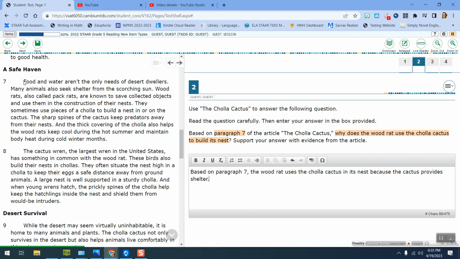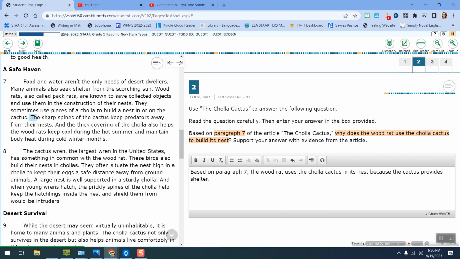So I'm going to go back and look at paragraph 7. I can either do a direct quote or I can paraphrase. I want to do a direct quote of this. And remember, you only have to give one piece of text evidence. I'm actually going to do two here to show you what it looks like to do a direct quote and then to also paraphrase, just to kind of review since we're already here.